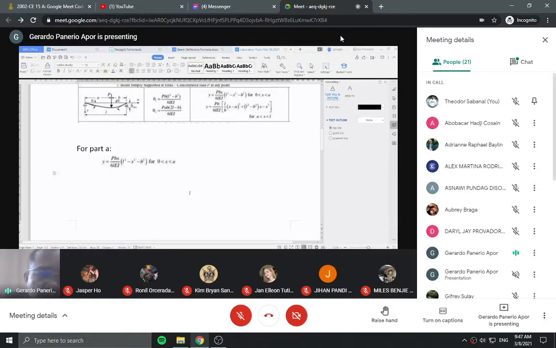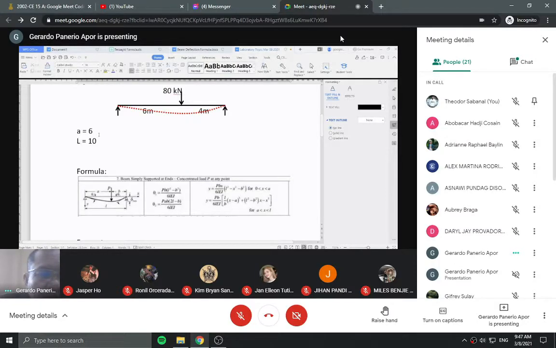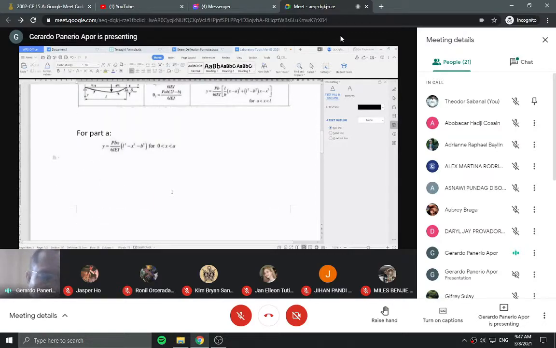So here you can determine if L is equals to 10. Okay. So you can say that Y is equal to Y at 4. I just put it as a subscript. No? So Y at 4 meters, Y at 4 meters.